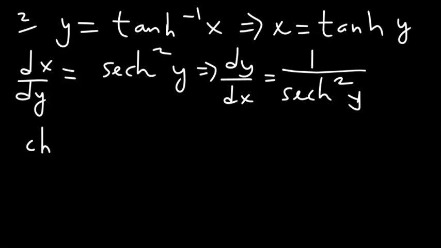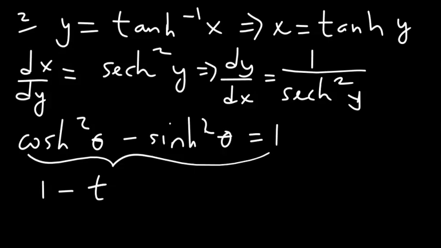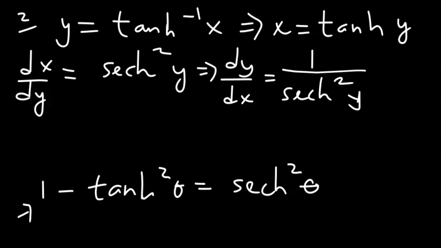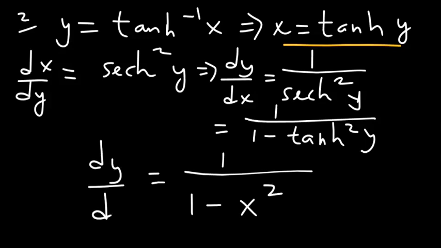Since we know that hyperbolic cosine squared minus hyperbolic sine squared equals 1, dividing this equation by hyperbolic cosine squared, you get 1 minus hyperbolic tangent squared equals hyperbolic secant squared. So using this identity, dy/dx above will become 1 over 1 minus the square of hyperbolic tangent of y. Since hyperbolic tangent of y is x, we see that dy/dx is simply 1 over 1 minus x squared. And that is the final answer.